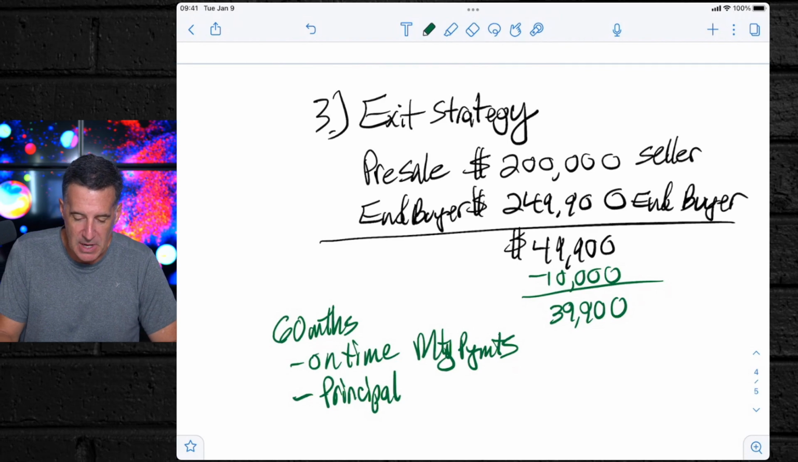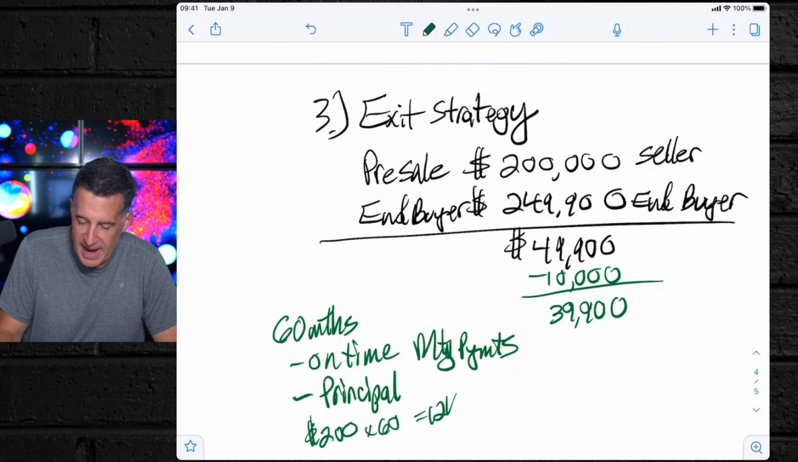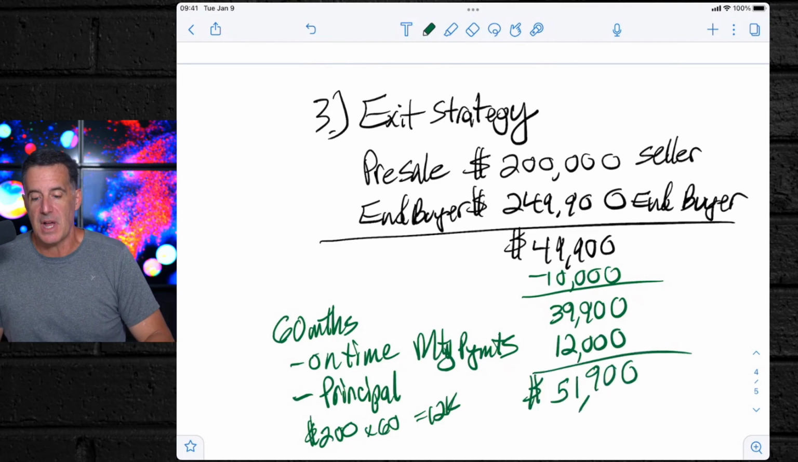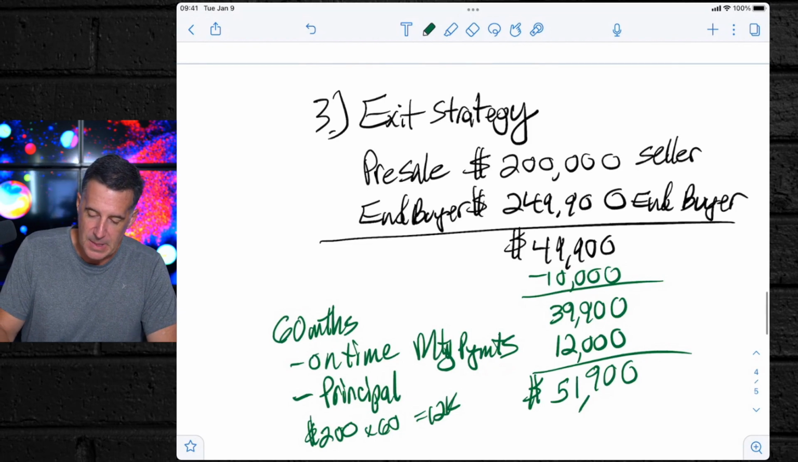So over those 60 months, we've added around $200 a month in equity payments. So 200 times 60 is $12K. So now I'm adding $12K to this number after I've netted off all my expenses on it, $51,000 at the end. So let's sum this up.